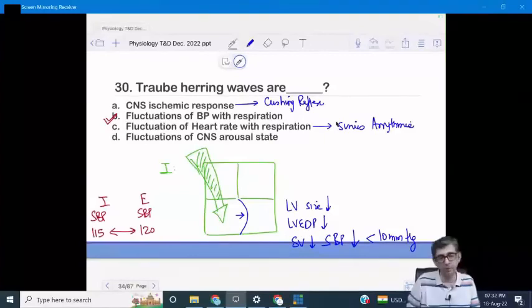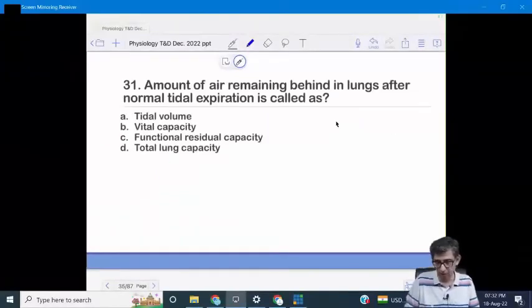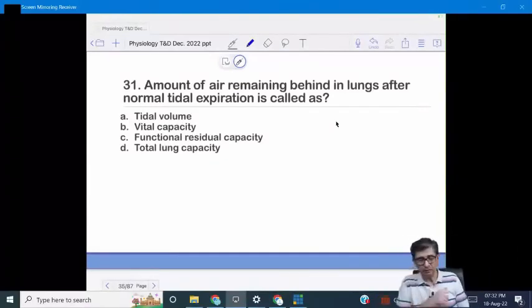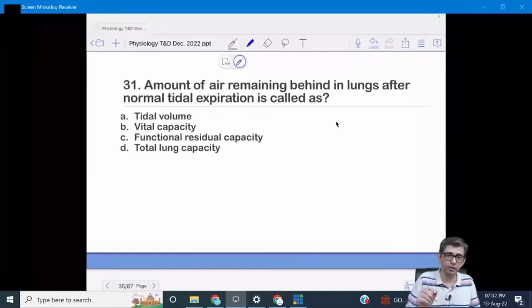Can be exaggerated in cardiac tamponade. That's true. 30 we are sorted. Option B, Traube-Hering waves, is fluctuations of BP with respiration.